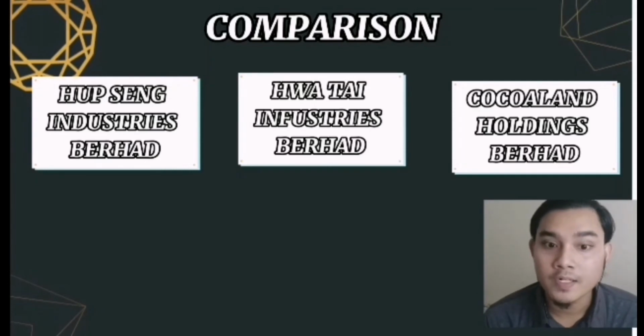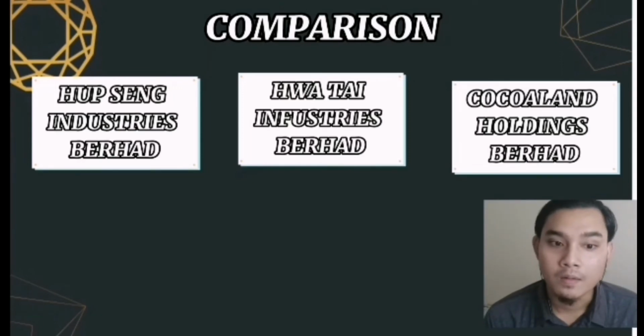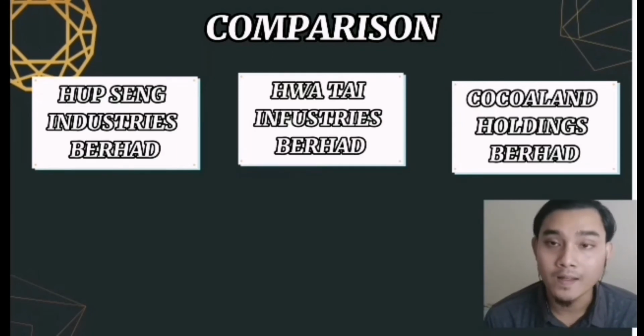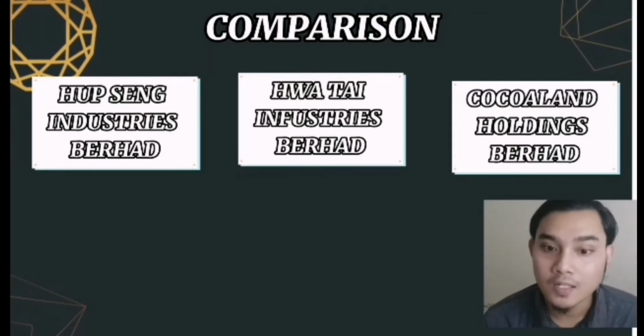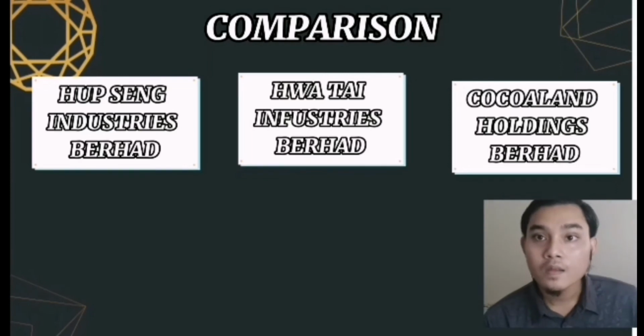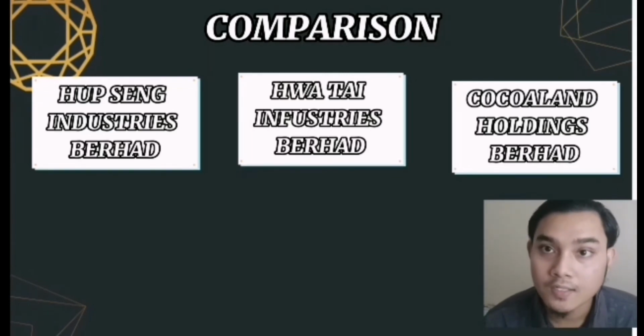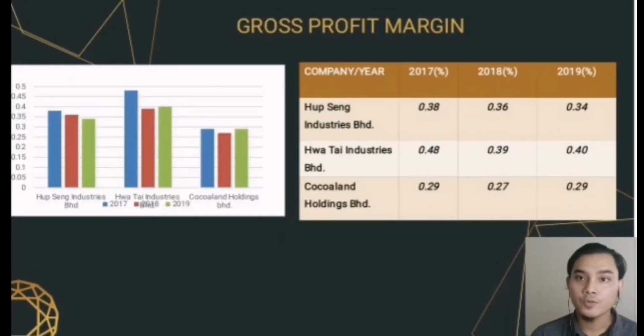Today I want to present about the gross profit margin, operating profit margin and net profit margin. My group has selected three companies in Malaysia for comparison in 2017 until 2019. The companies are Hapseng Industri Berhad, Huatai Industri Berhad and Cocoland Holding Industri Berhad. The first ratio I want to explain is gross profit margin, where the three companies show different patterns.